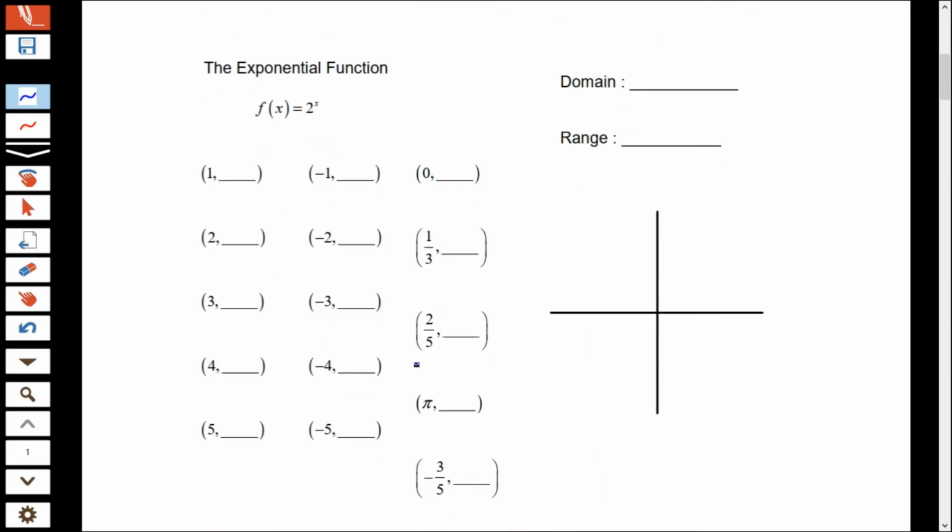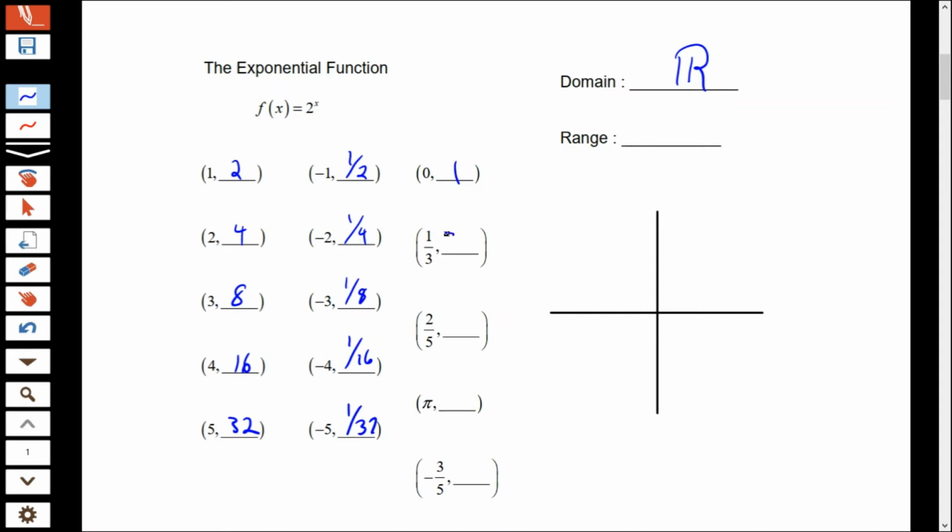Now, this is an exponential function. It appears that our domain, you can pretty much plug in anything. You can plug in positives and negatives and so on. So we can plug in 1. 2 to the 1st is 2. 2 squared, that's 4. 8, 16, 32. When you go over to negatives, they just make you fractions, like 1/2, 1/4, 1/8, 1/16, 1/32. 2 to the 0 is 1.